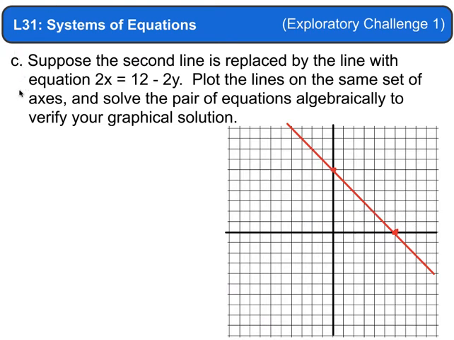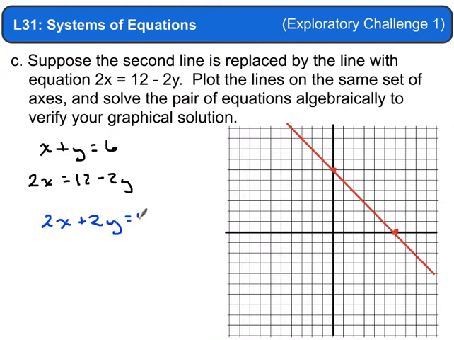So they're saying this time, suppose the second line, right? So we're keeping the x plus y equals 6. And what if we changed it to 2x equals 12 minus 2y for the second equation? They want us to plot this one and see what's going to happen. So in this case, I might take this negative 2y and move it to the other side. So now I end up with 2x plus 2y equals 12.